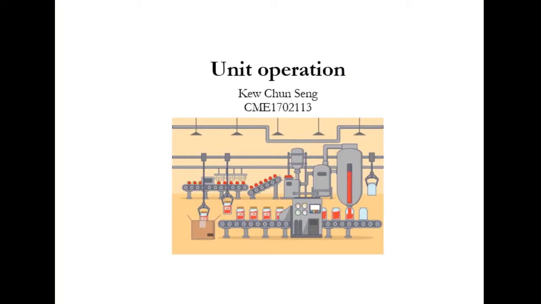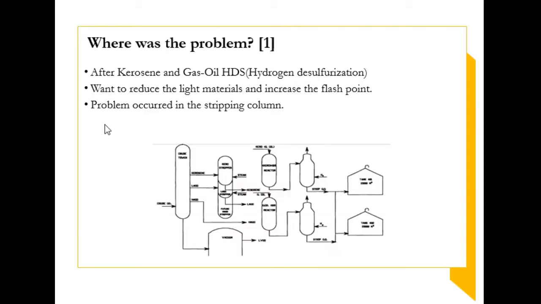Thank you, Hanwei. Now that he has explained to you about the general process, I'll go in depth in the unit operations to share how the problem occurred that caused the incident. So what was the cause for the explosion in Ashdod oil refinery? After kerosene and gas oil is desulfurized, to obtain a more sought-out product, the gas oil and kerosene enter the stripping column. This is where the problem occurred.